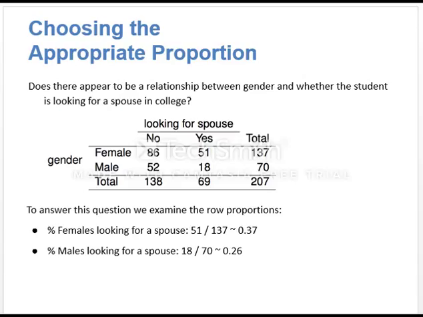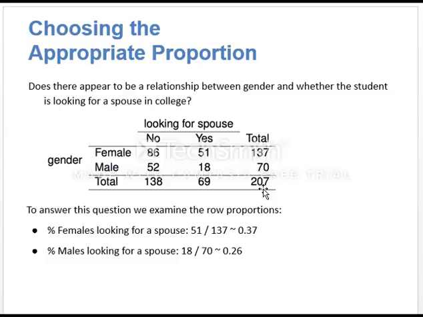Now, when we have data that's categorical, we often summarize the data using proportions. For example, we might want to look at the percent of females looking for a spouse. Well, that's 51 out of 137. Now, many students will make the mistake of making this 51 out of 207, but that would be the proportion of students who are female and looking for a spouse rather than the percentage of females who are looking for a spouse.